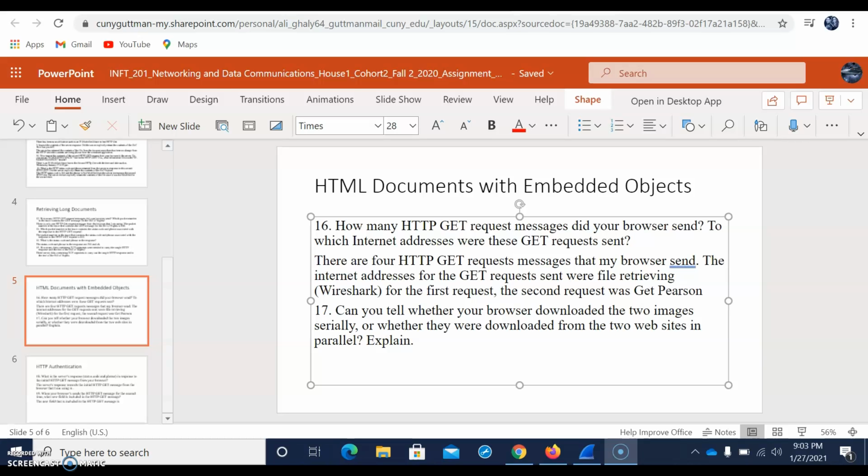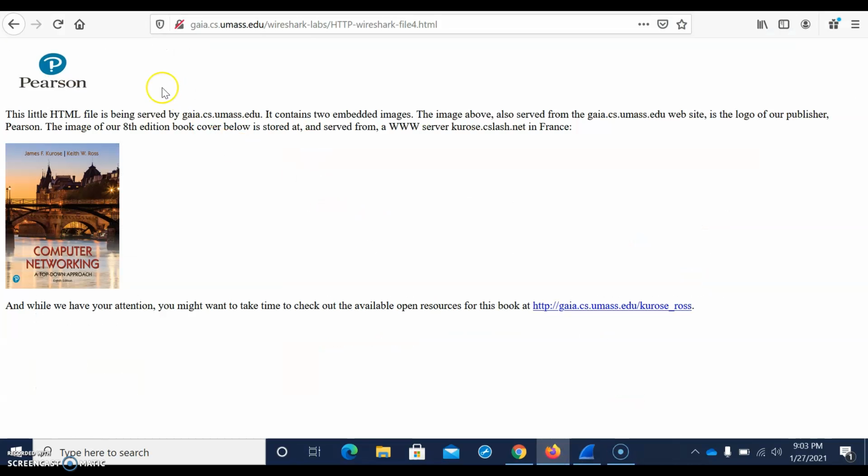Right now we're gonna do the fourth part of the Wireshark lab. As you can see here, I'm ready to advance a bit. Okay, so we have got the URL with the capture.